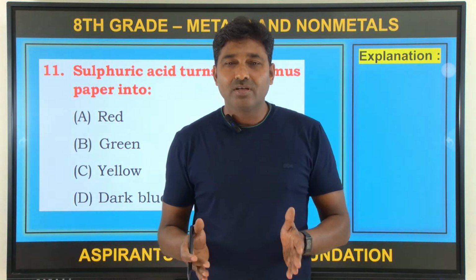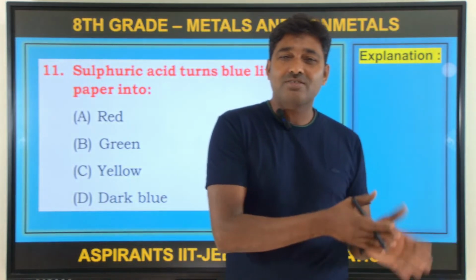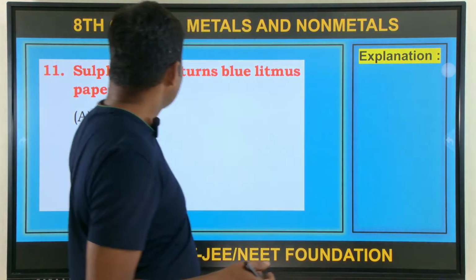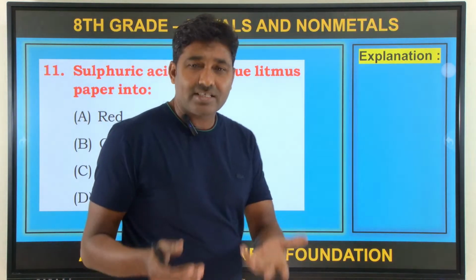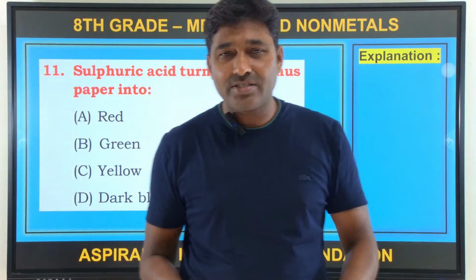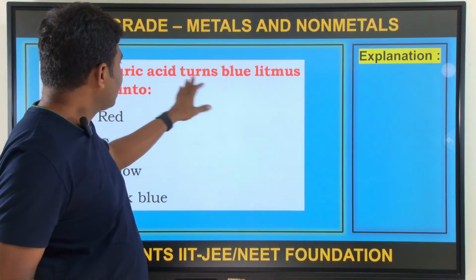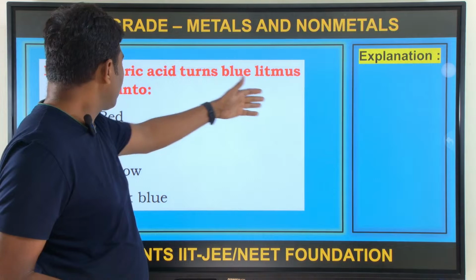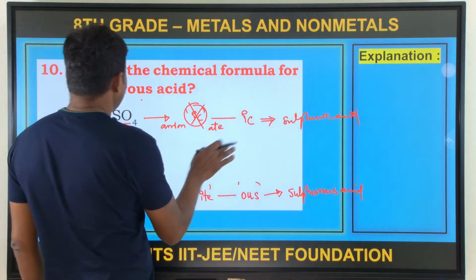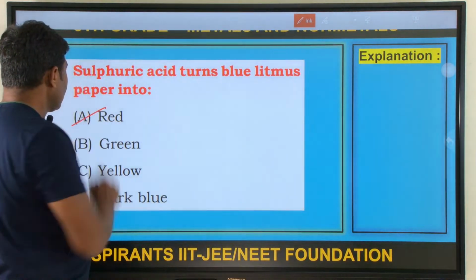Generally, we know an acid turns blue litmus paper into red. Bases turn red litmus paper into blue. We know this. So here, not only sulfuric acid, any acid we take, hydrochloric acid, sulfuric acid, any other acid, the blue litmus paper turns into what color? Red color. So our option is option A, that is red.